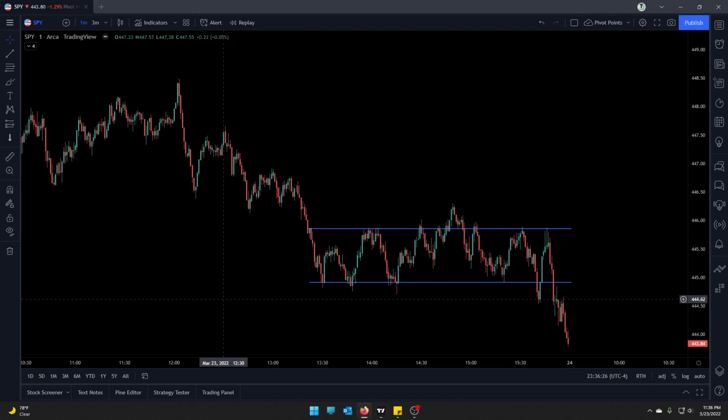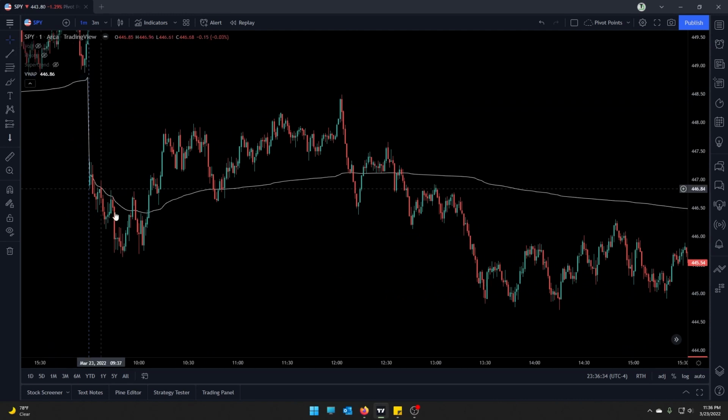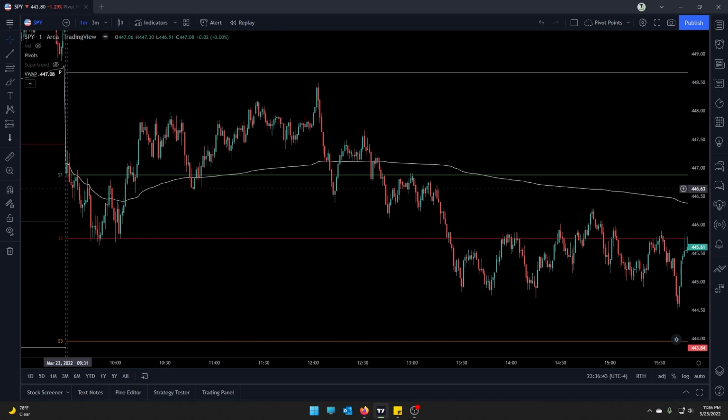Now, to the indicators. So here's VWAP. And here's those pivot points. Now with the pivot points, because these are Fibonacci and they do tend to act like support and resistance levels as well as magnets for price, that's why I use them. As you can see, we opened right at S1.